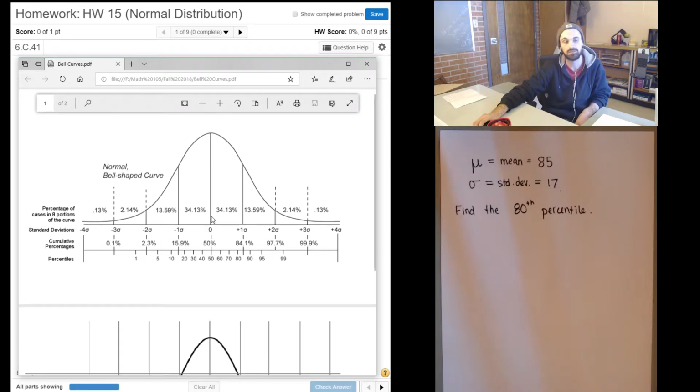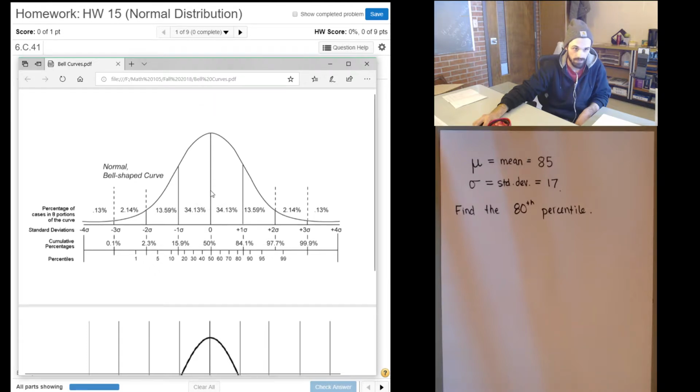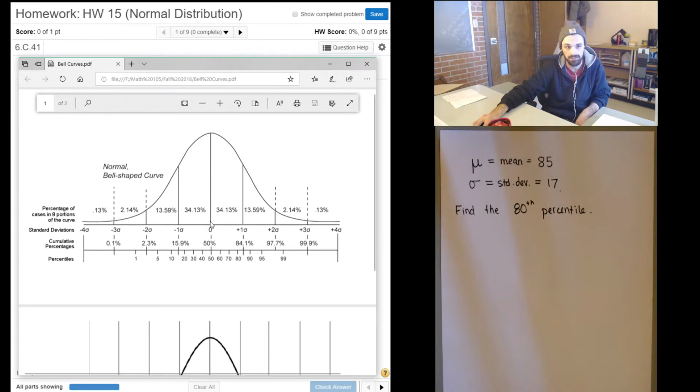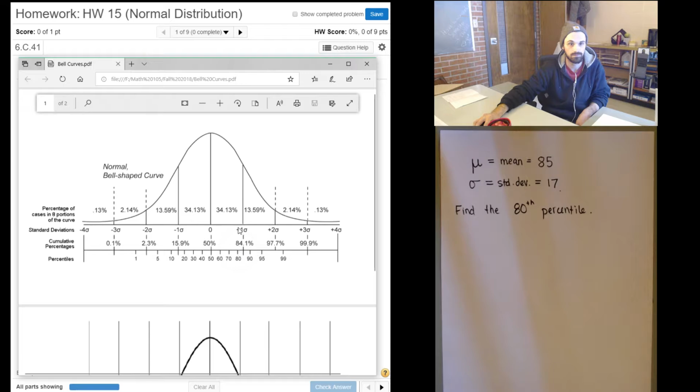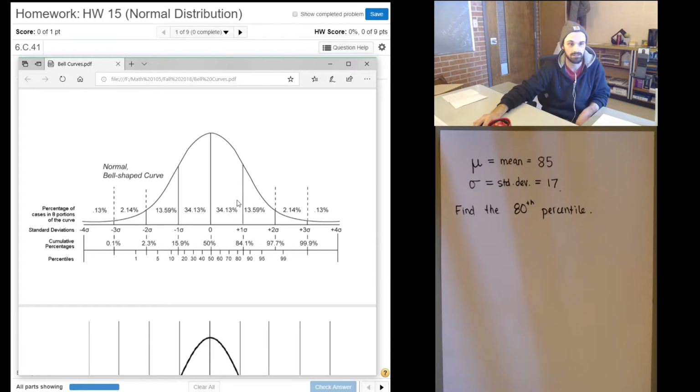So the distinction between percentiles and percentages, well, if you're exactly average, that means you're in the 50th percentile. Why? Well, if you're at the average, you are smack dab in the middle of the distribution, and you're in the 50th percentile because your score is greater than 50% of all other scores. So if you are in the 80th percentile, that means you're somewhere over here, somewhere in between 0 and 1 standard deviations, and you did better than 80% of the other tests.